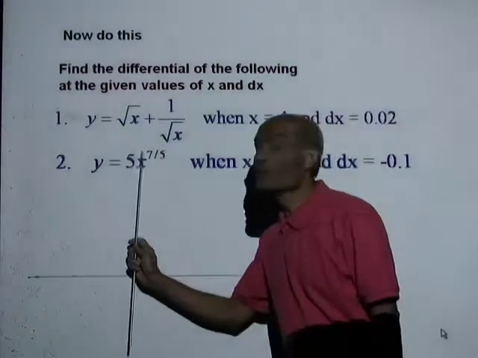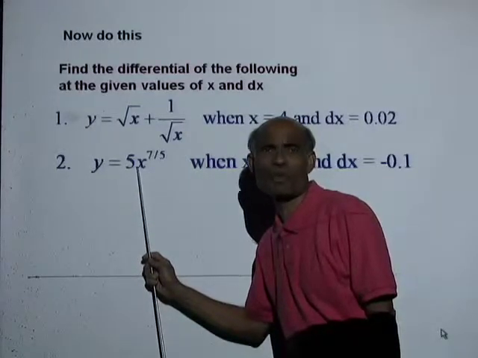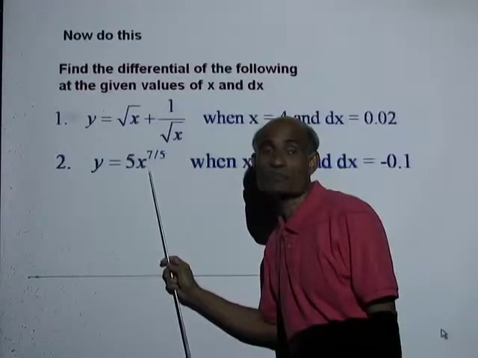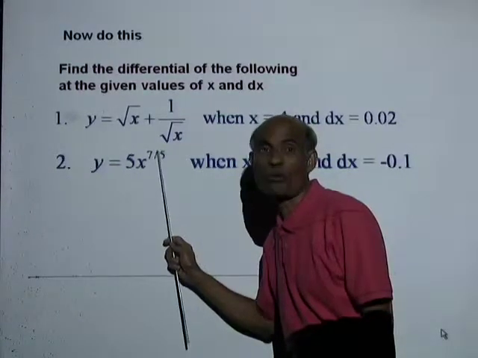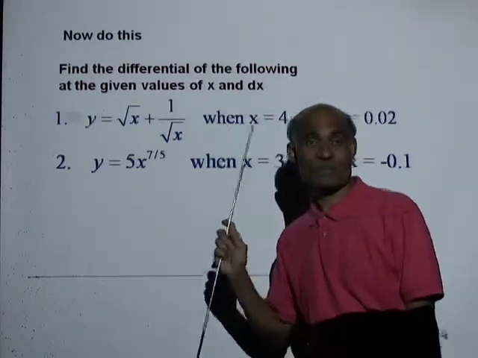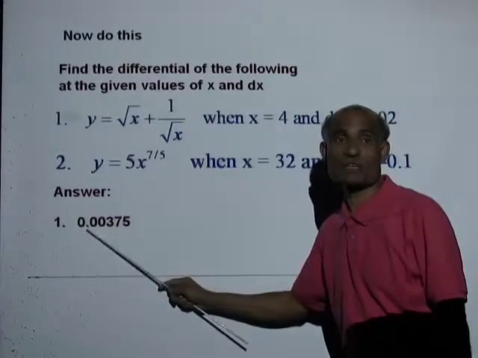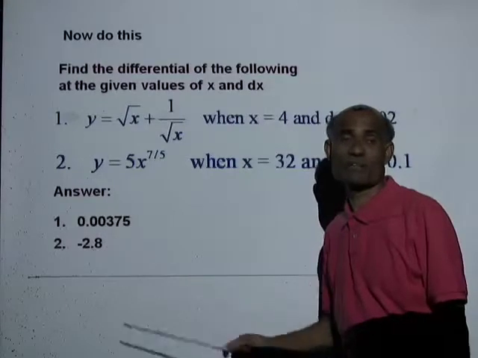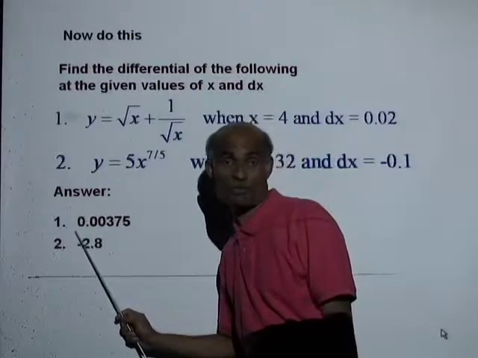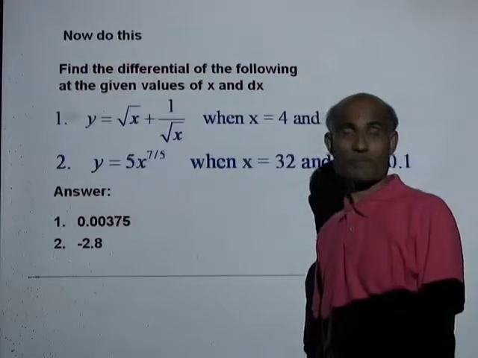Now remember, the differential of x to the power of 7/5 will be, what's that? It will be 7/5 times x to the power of 7/5 minus 1 times dx. Is that right? Okay, I have the answers for you. The first answer is this, and the second will be that. Check and see whether you have them right. See, sometimes I could be wrong, so you need to tell me whether really these answers are right.